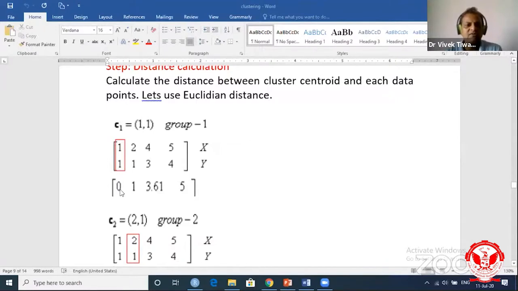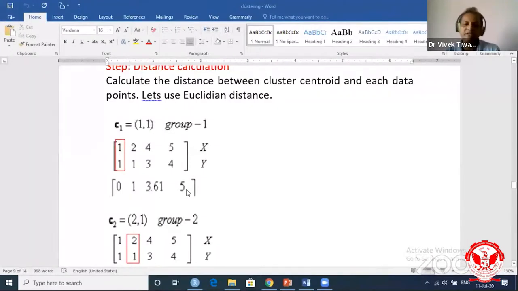The output of that calculation I have already mentioned over there. Zero is the distance between the first data point and centroid 1 because these two are the same point. The distance between the second point and centroid 1 is 1. The distance between the third point and C1 is 3.61. The distance between the fourth point and C1 is 5.